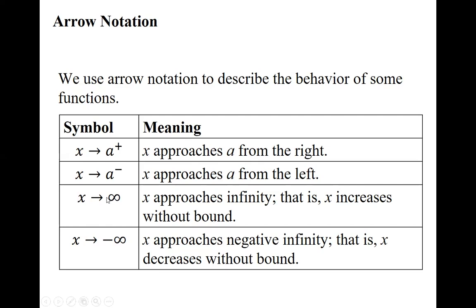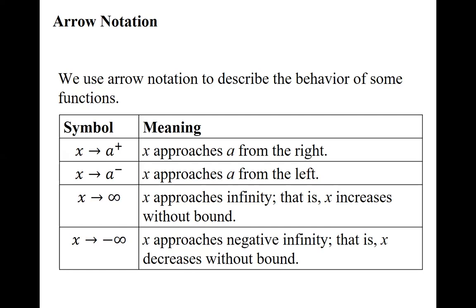X approaches infinity means that x gets bigger and bigger and bigger without bound. It increases forever. And x approaches negative infinity means that x decreases without bound. It gets smaller and smaller. It goes more and more to the left forever and ever. So x approaches infinity means that x is going all the way to the right. X approaches negative infinity means that x is going all the way to the left.